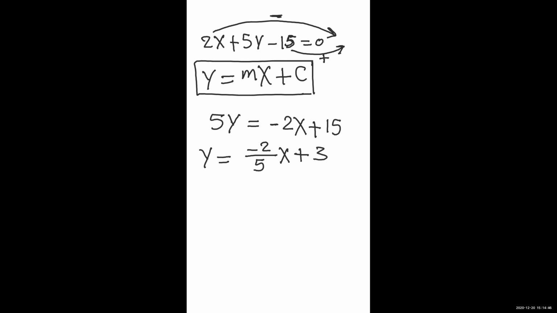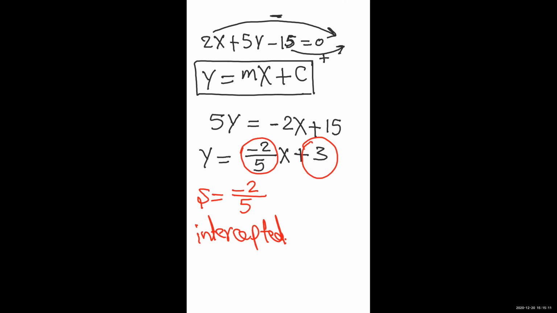Okay, now it becomes very easy. Where is the slope? The slope will equal negative 2 over 5. We said that it is the coefficient of x, right? Yes. And the intercepted part of the y-axis will be the absolute value of this constant. So the absolute value of 3 will equal 3. Are we clear till now? Yes.